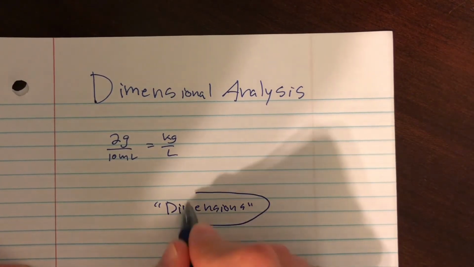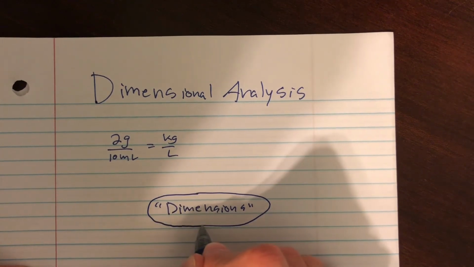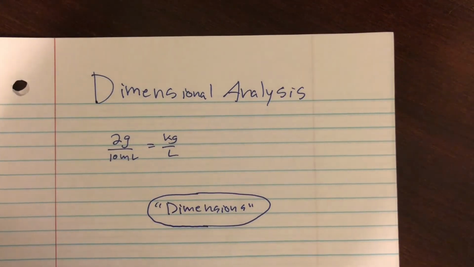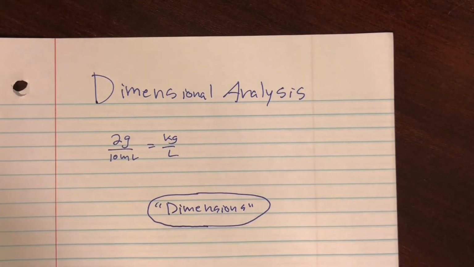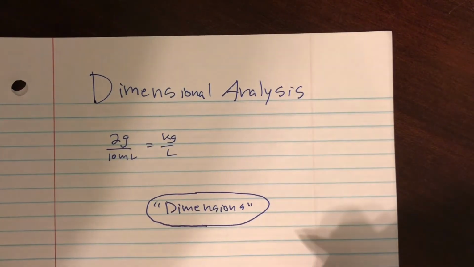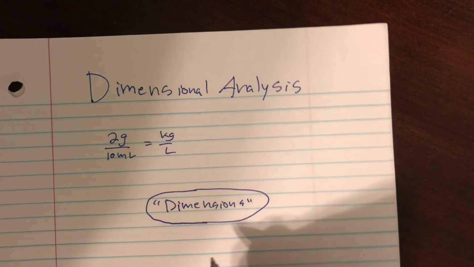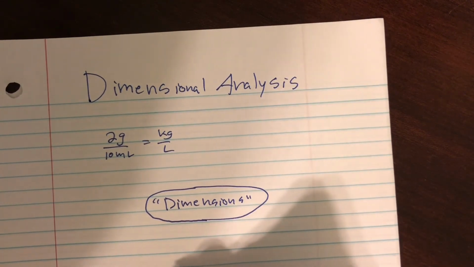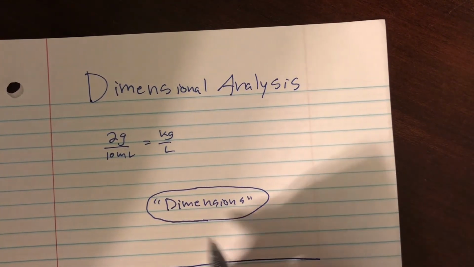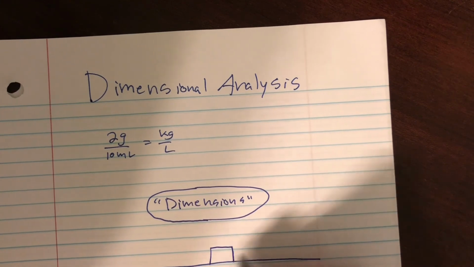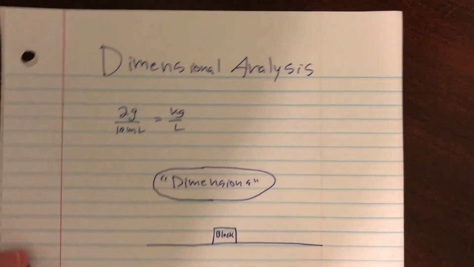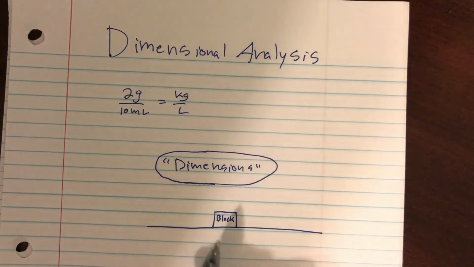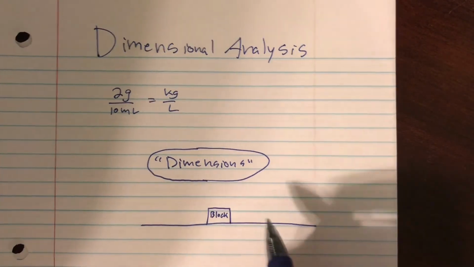Now with this, I'm not talking about the first dimension, the second dimension, or the third dimension. I'm more talking about the main units for physical quantities. So let's say we have some block. We'll just call it a block. It's just sitting there.